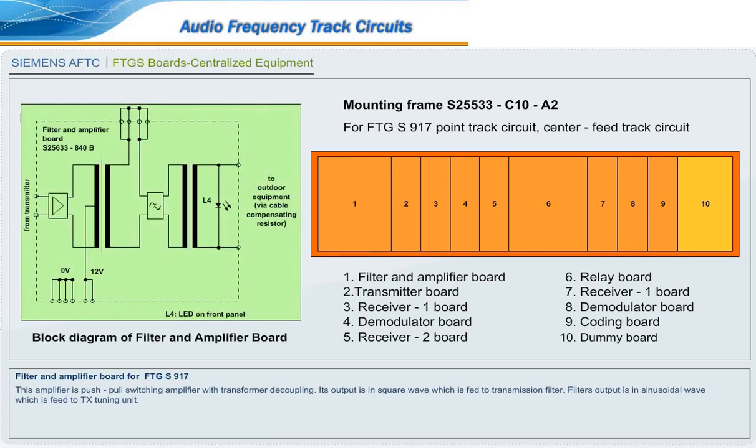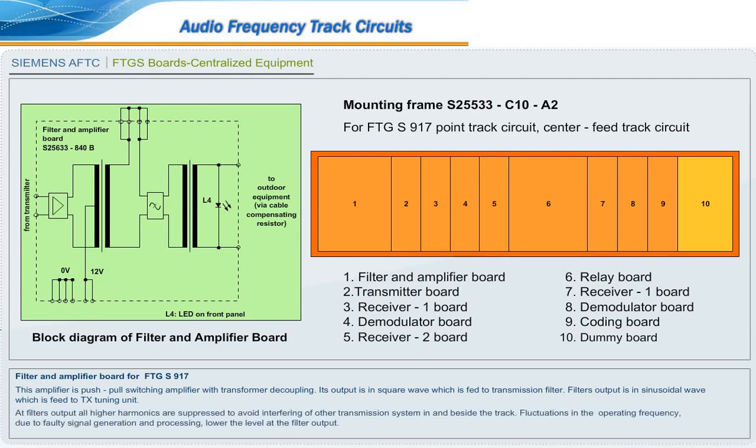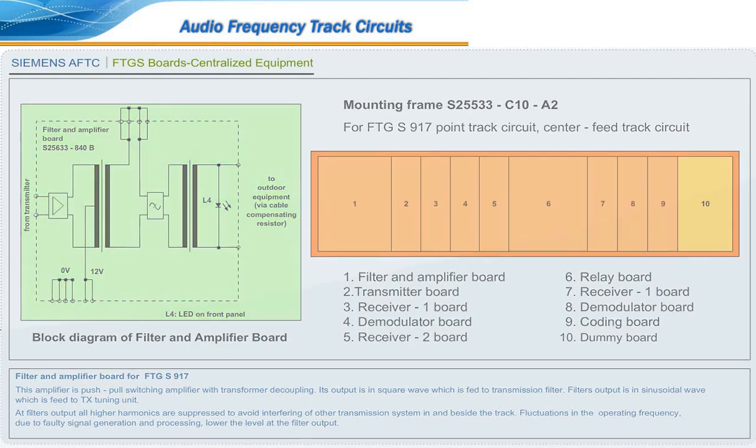This amplifier is a push-pull switching amplifier with transformer decoupling. Its output is a square wave, which is fed to the transmission filter. The filter's output is a sinusoidal wave, which is fed to the TX tuning unit. At the filter's output, all higher harmonics are suppressed to avoid interfering with other transmission systems in and beside the track. Fluctuations in the operating frequency due to faulty signal generation and processing lower the level at the filter output.